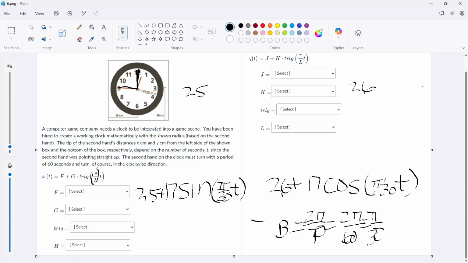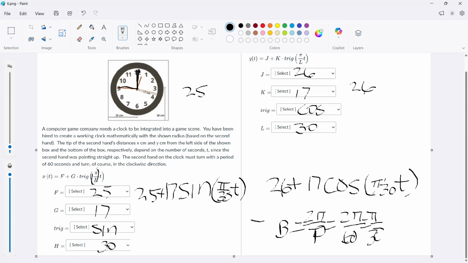So I'll check it in a second just to make sure a couple values work. F is 25, G is 17, this trig is sine, this is 30 because it's only the bottom part, and this is 26, 17 cosine, and this is also L is 30. Let me just check a couple values.